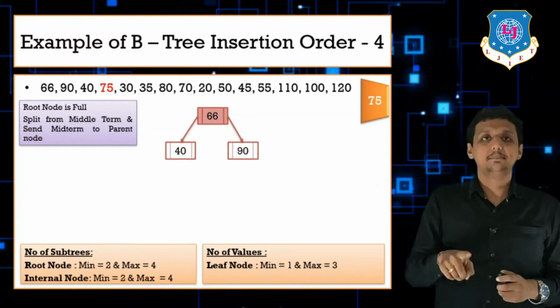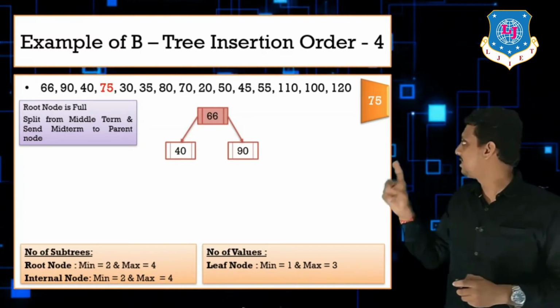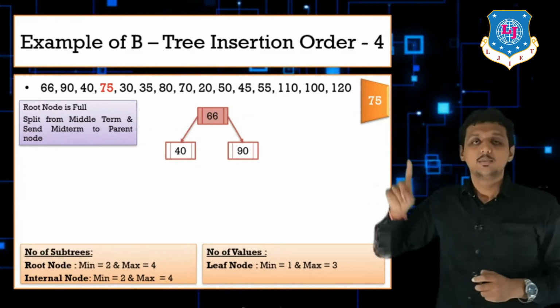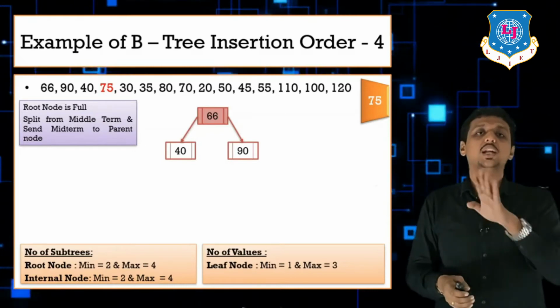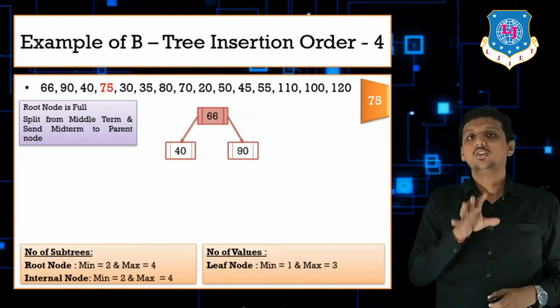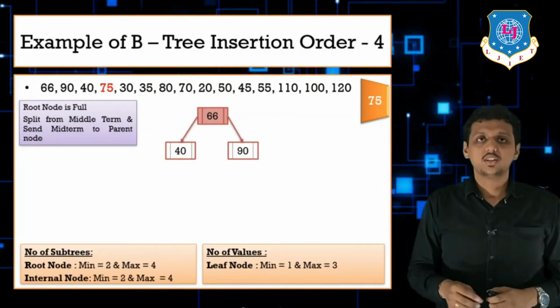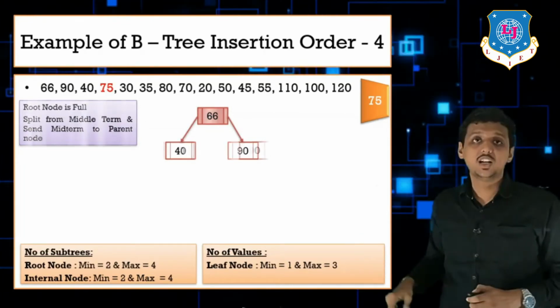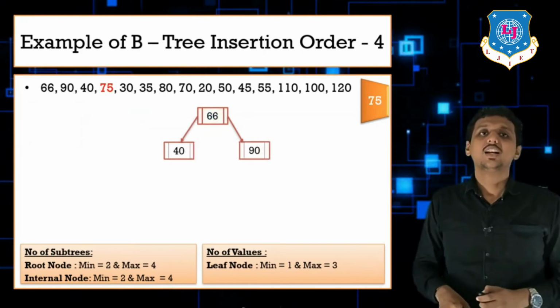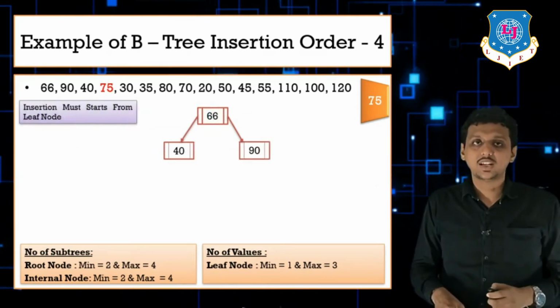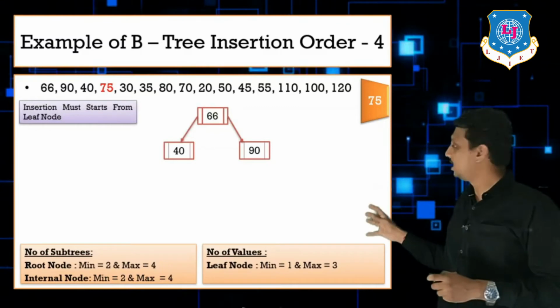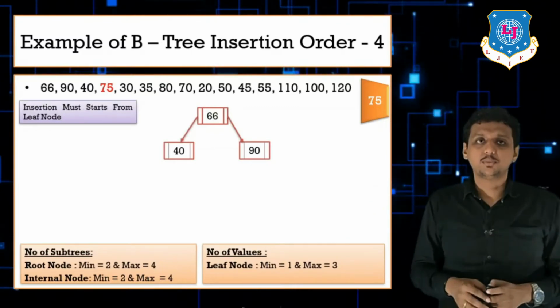Students, here in a B tree, you do not worry about starting the insertion from the root node, because each and every insertion starts from the leaf node. So now tell me, what is the actual position where I can insert 75? It must be on the left side of the 90. How can we say that? Insertion must start from the leaf node.